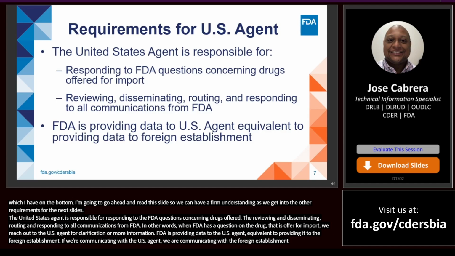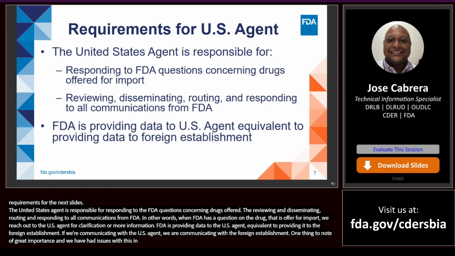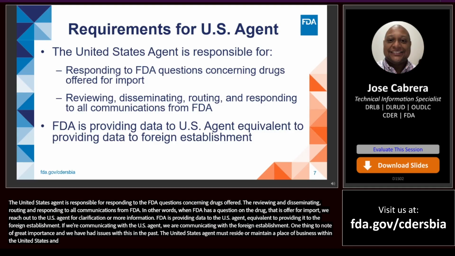One thing to note of great importance, and we have had issues with this in the past, the United States agent must reside or maintain a place of business in the United States, and it may not be a mailbox, it may not be an answering machine or service, or other place where a person acting as the United States agent is not physically present.